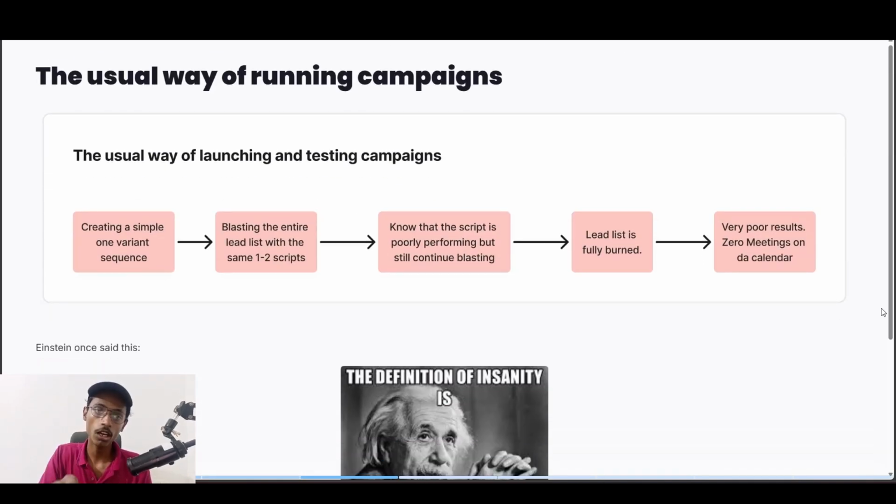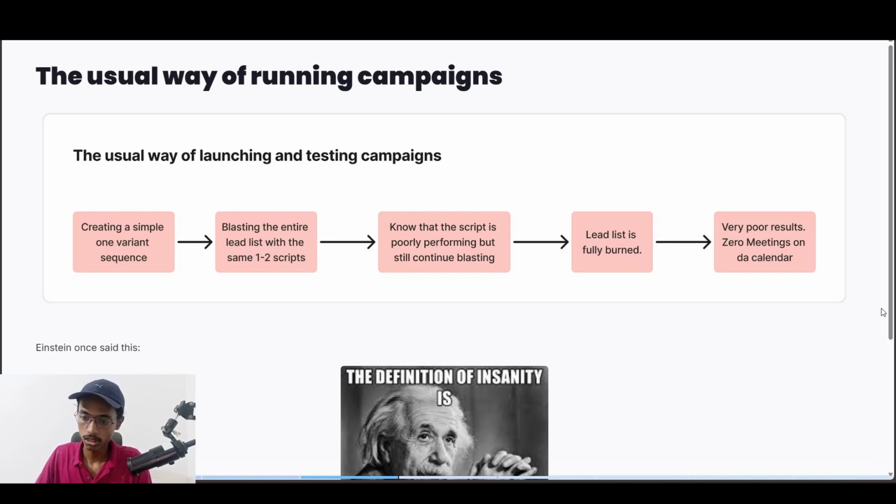Here's the usual way of running campaigns. The usual way of launching and testing campaigns involves creating a simple one-variant sequence and then blasting the entire lead list with the same one or two scripts. They know that the script is poorly performing, but they still continue to blast. Because of that, the lead list is fully burned, and very poor results are obtained, meaning zero meetings on the calendar and zero deals closed.